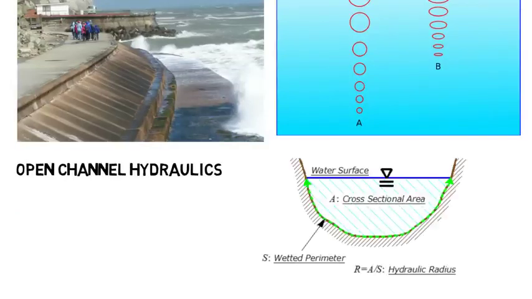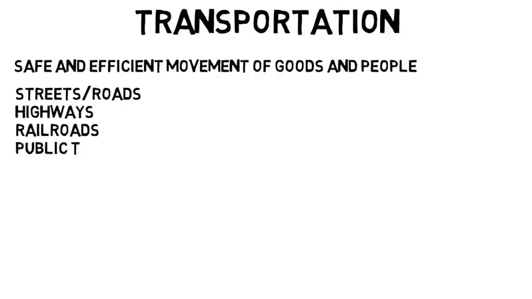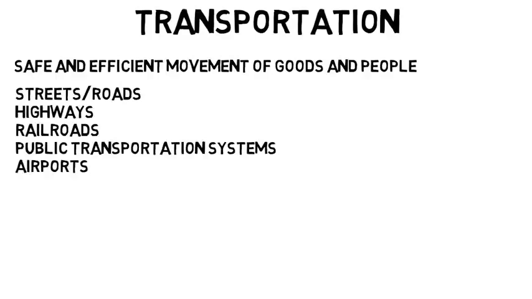Or open channel hydraulics, which is about fluid flow in an open channel as opposed to a closed channel or pipeline. And last is transportation engineering. This is about safe and efficient movement of goods and people. These are the engineers who design streets, roads, highways, railroads, public transportation systems, and even airports.